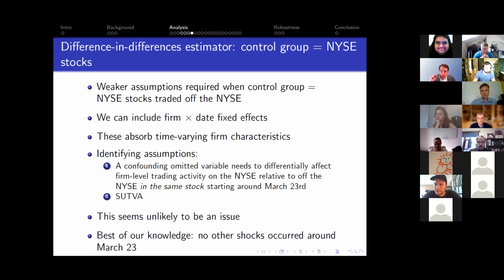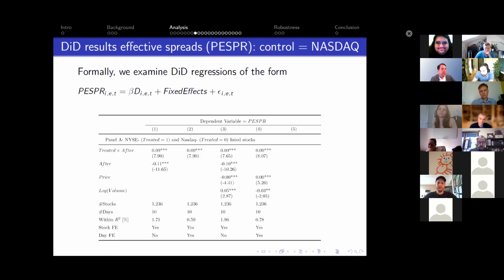The thing that I think you could be worried about is if traders differentially adjusted their liquidity provision off the NYSE versus on the NYSE at the exact same time as the floor was closed; that could confound the inference. However, I think that is unlikely, and it is going to lead to an attenuation bias, which should work against us. But again, I'll show you some pictures supporting the identifying assumptions.